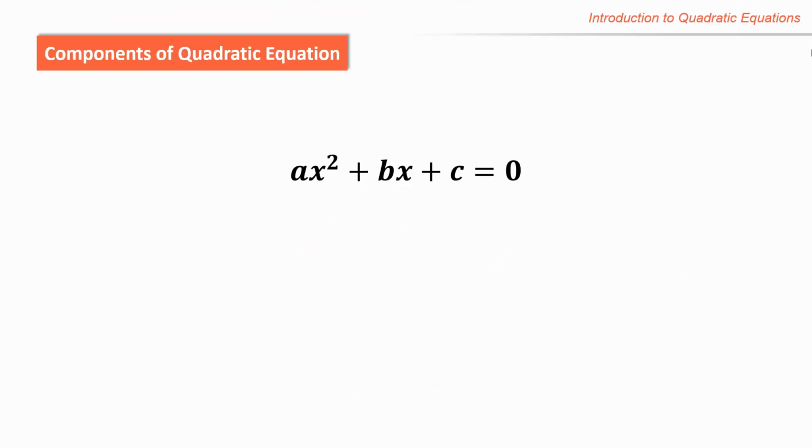Next, let us look at the quadratic equation in greater detail. We know that x is called the unknown or the variable. How about these other quantities? Do they also have a name? Indeed, they do. a is simply called the coefficient of x squared. b is called the coefficient of x.